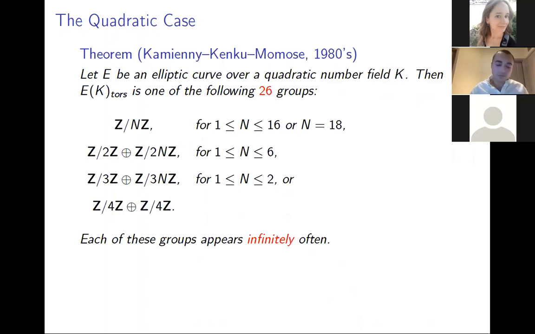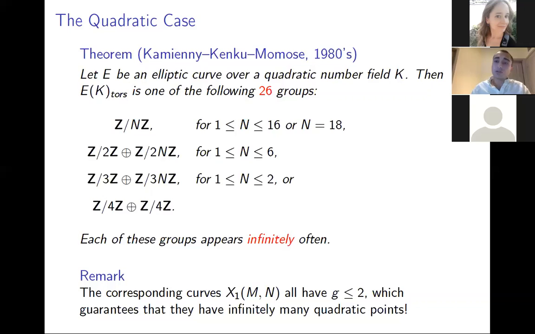This was joint work done by a few different authors, and it resulted in the theorem of Kamienny, Kenku, Momose. It says that if we have an elliptic curve over a quadratic number field, then the torsion subgroup is isomorphic to one of the following 26 groups, and each of these groups appears infinitely often. One thing to note here is that when we had rational torsion, we were only getting subgroups Z/nZ and Z/2Z × Z/2nZ. And here we have some Z/3Z and some Z/4Z appearing. This is due to the Weil pairing and the fact that we're working with quadratic number fields.